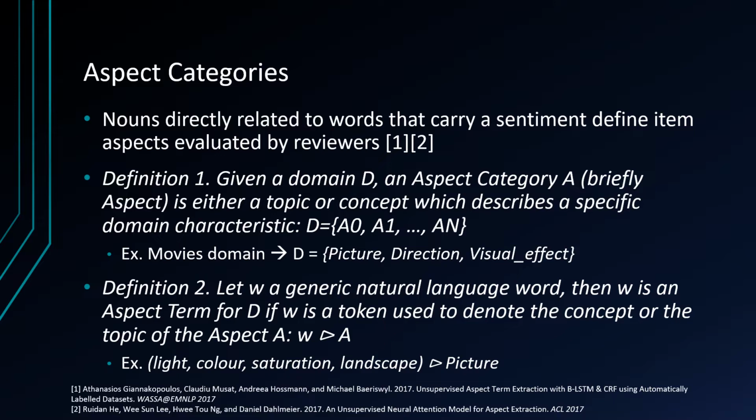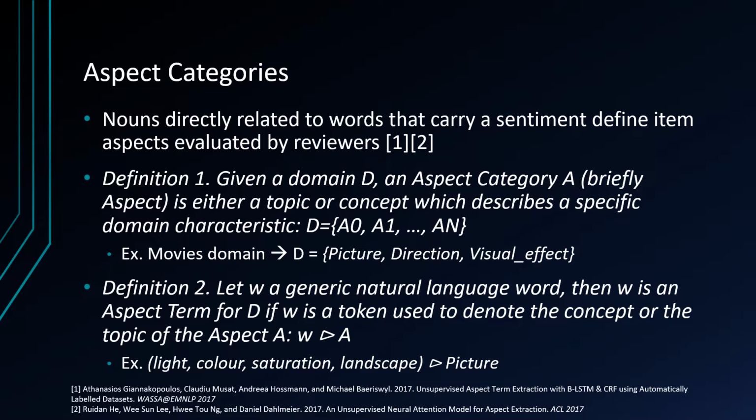Given a domain D, an aspect category A is either a topic or concept which describes a specific domain characteristic. For instance, in the movie domain, the aspect categories can match the elements evaluated by the Academy of Motion Picture Arts and Sciences to assign their awards, which are in this case the picture, direction, and visual effects.